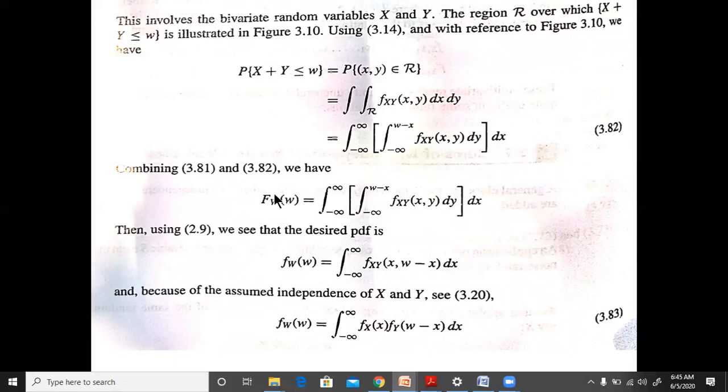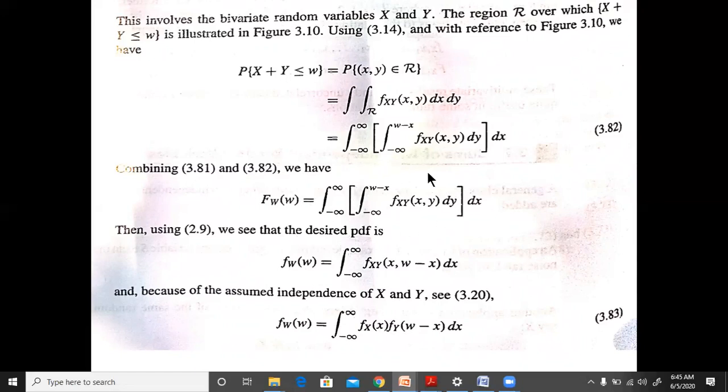We can replace this by F_W(w), where this is the CDF. Now, if you differentiate this equation, d/dw of F_W(w), you will get the PDF of W, which is small f_W(w), and the differentiation is with respect to w. So w is the variable only here.